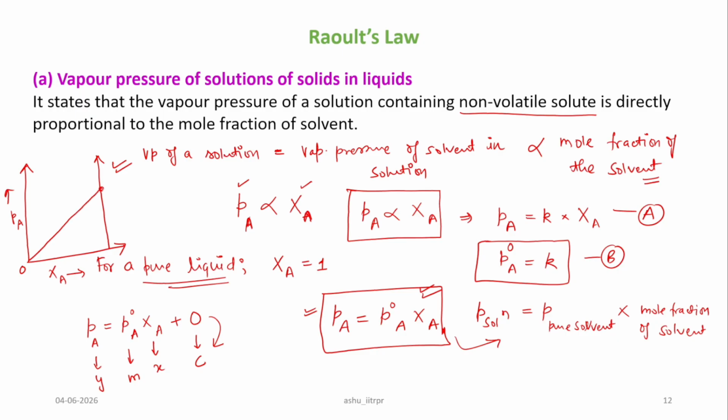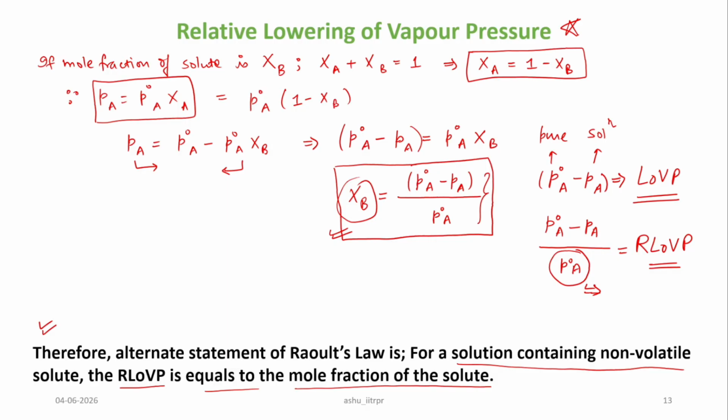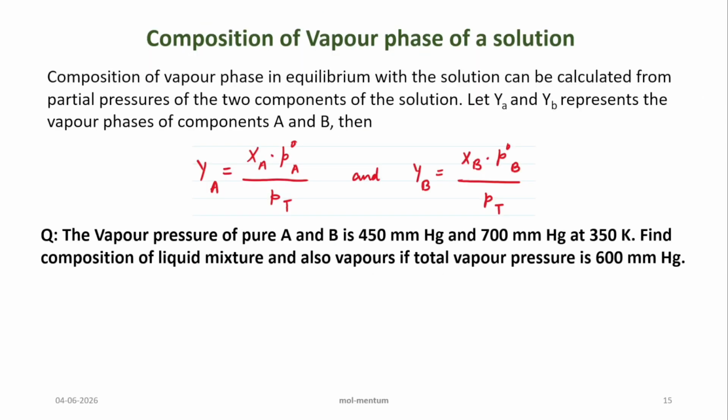Wherever it is reaching, chi A is increasing towards that. So I'm assuming this point as the maximum mole fraction for the A component. The highest part of this line will be P naught A, which is the intercept it is making. This is relative lowering of vapor pressure, Raoult's law.